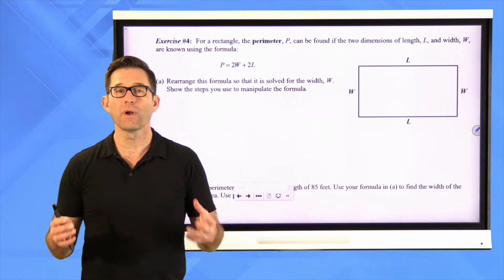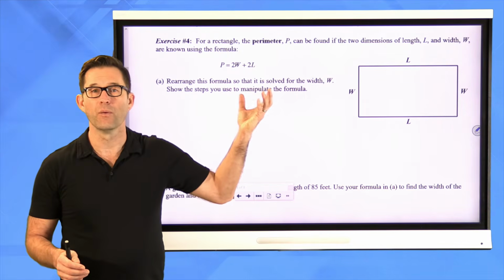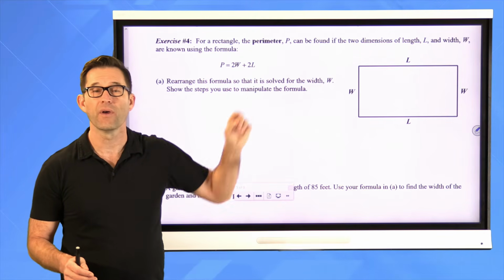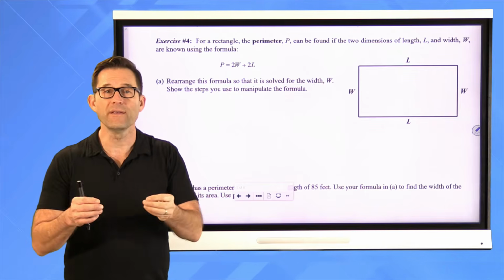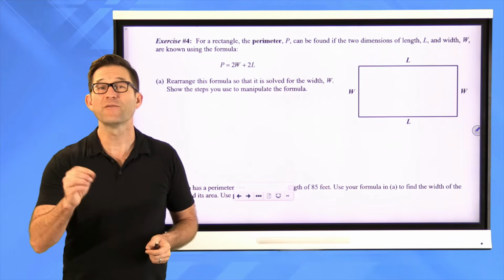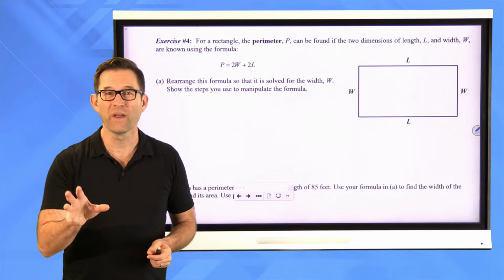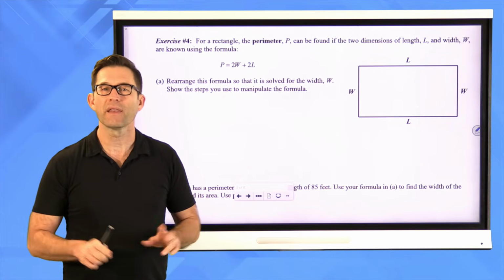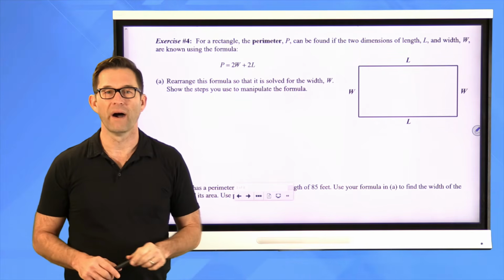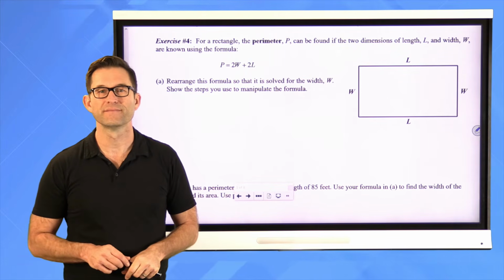All right, so in other words, right now this formula will calculate the perimeter if I plug in values of the width and the length. What I'd like to do is rearrange the formula so that instead of it being a formula for perimeter, it's a formula for width. In other words, the width is all by itself. So I'd like you to pause the video and see if you can get the W all by itself. Take a moment.